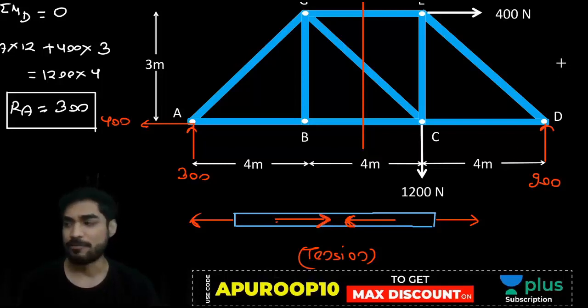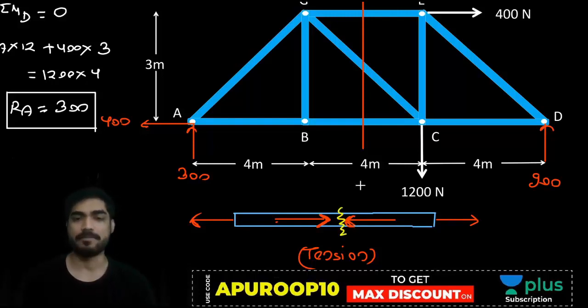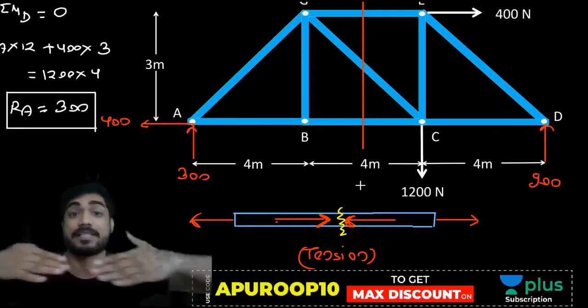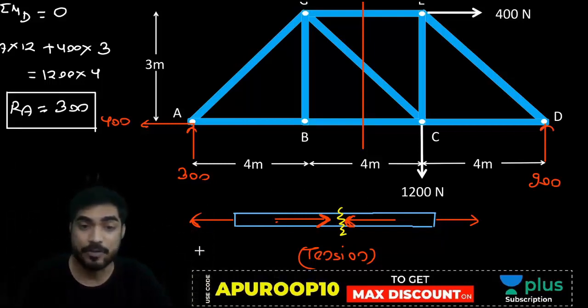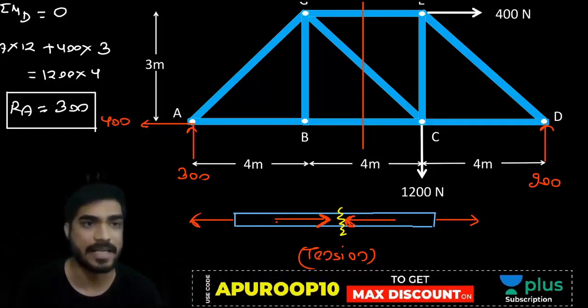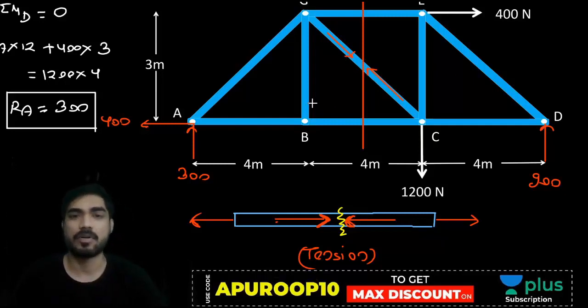Now if you want to understand exactly how it is going to be, cut this member, then you will understand it is tension. So my friend, externally the tension will be like this, but internally tension will be like this, like compression. These are internal forces and this is the external force. Is it clear?